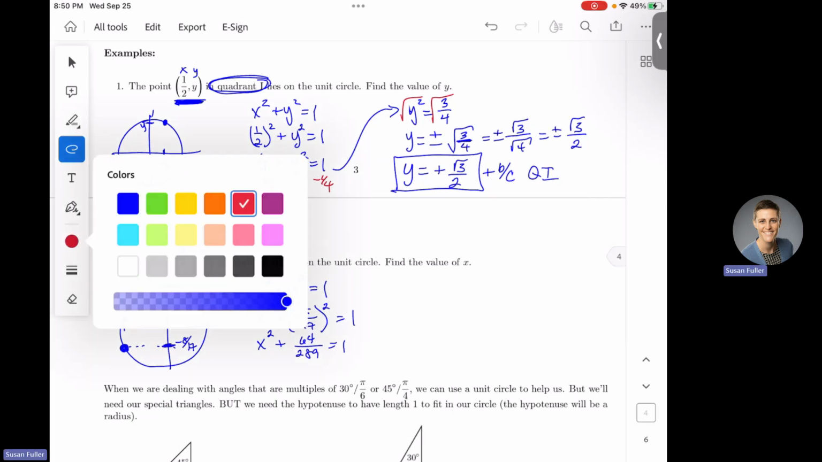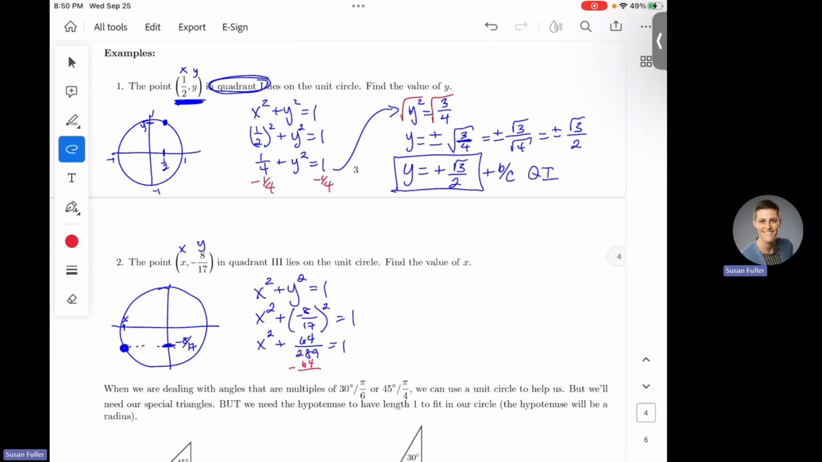I got to get to x. So I'm going to subtract this beautiful 64 over 289 from both sides. And we're going to move up here. So that means x squared has to be 1 minus 64 over 289. I'm going to get a common denominator. I'm going to turn 1 into 289 over 289, and I'm going to subtract 64 over 289 from it. When I do that subtraction, I'm going to get 225, assuming I can do mental math, over 289.